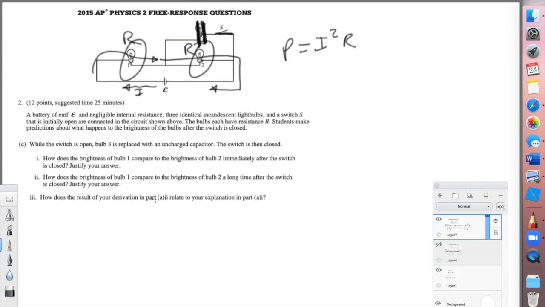How does the result of your derivation... Oh, okay, so this question here is going back to question A, part 2. What do they have us? Before the switch is closed, the power is P1. So the question we answered in part A 2 hinged on current, and our answer here, I think it's a great way to go to answer it based upon what happens to current. If current is equal in these two resistors, then the brightness must be equal.